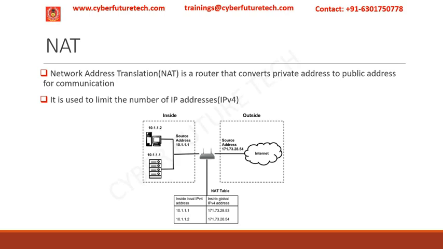The next one is PAT or NAT overloading or IP masquerading. Port Address Translation is the popular one among all three types. It is somehow similar to dynamic NAT, but multiple private IP addresses are mapped to single public IP address using ports.